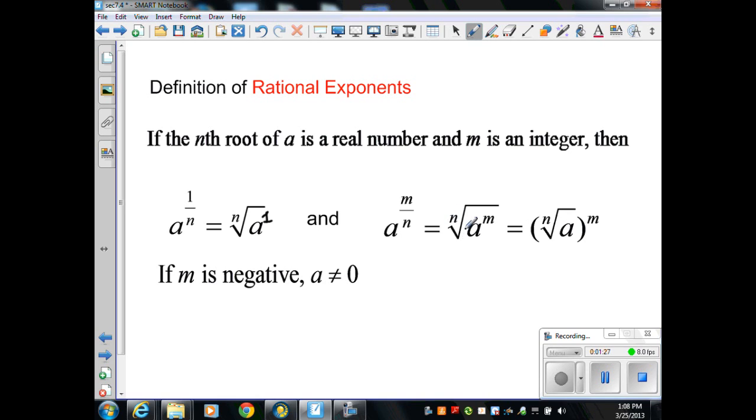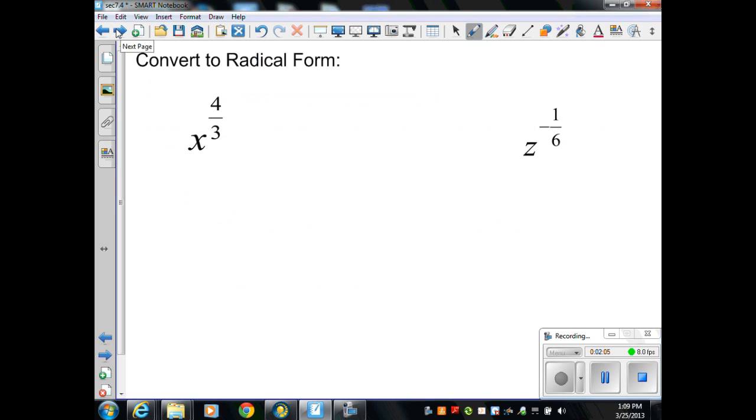I also can take my exponent out and solve for the nth root of my radicand and then take the exponent of the solution. Either way is acceptable. I must keep in mind that if my m, or exponent on my radicand, is negative, that would take my radical to the denominator. If that is the case, I would not allow a to be 0 because that would make my fraction undefined. Let's look at some examples.